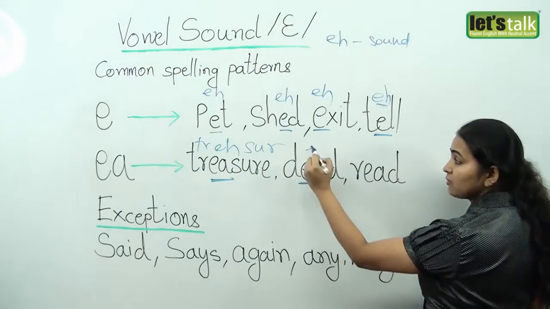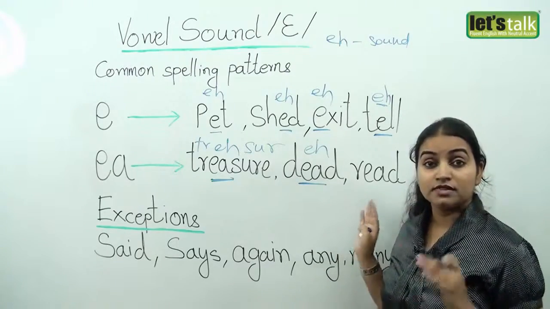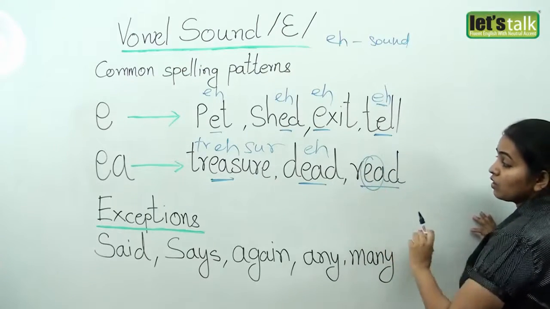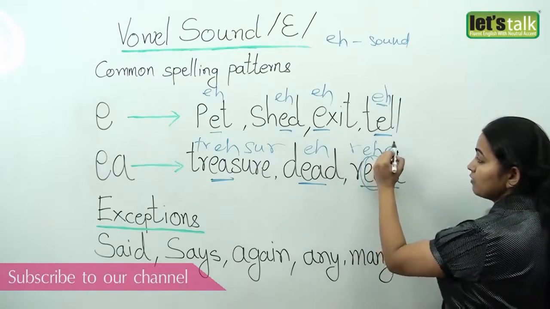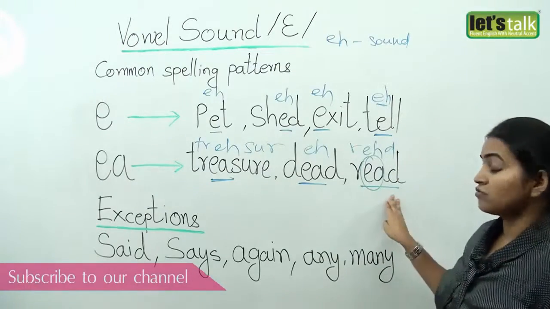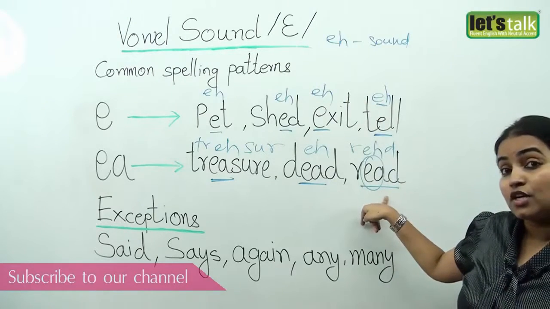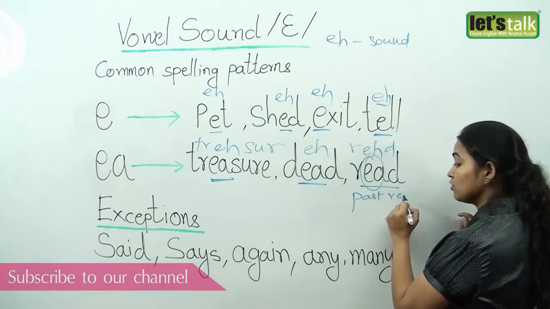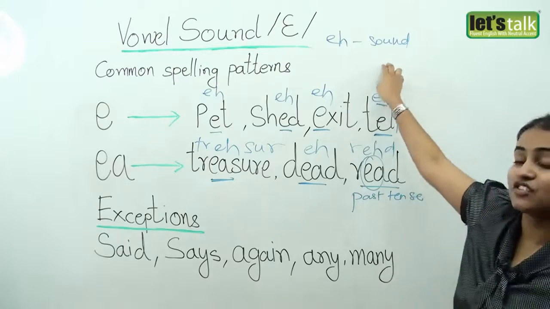Moving on to the next word. The EA gives me the short E sound. So it is dead. The same with the next word. The EA gives me the short E sound. So I say read. I don't say read with a long E. Just to let you know that read, giving me the short E sound because of the EA, is the past tense of the word read. And therefore I use the short E sound.